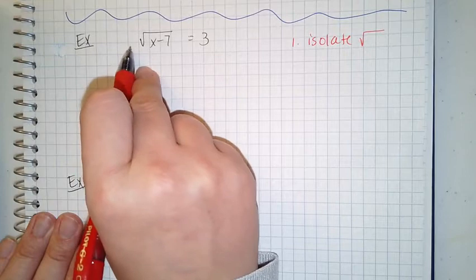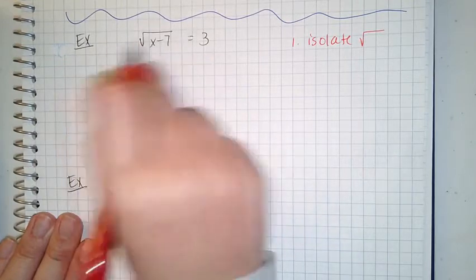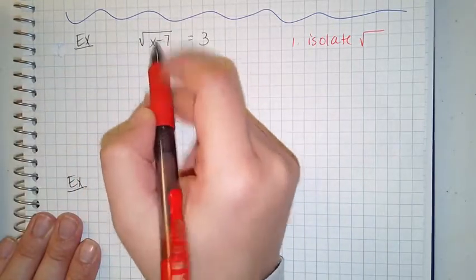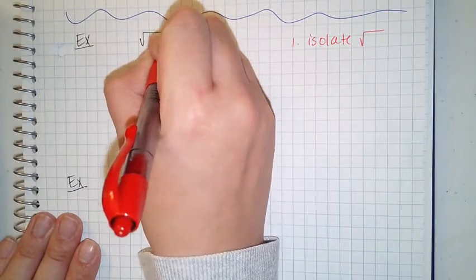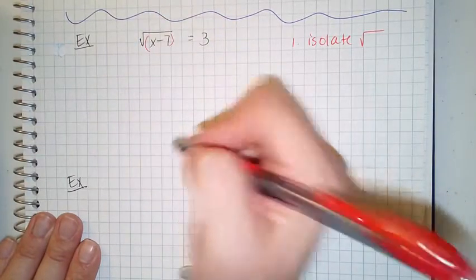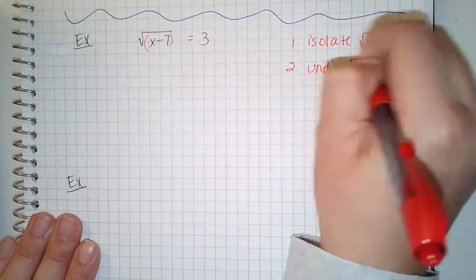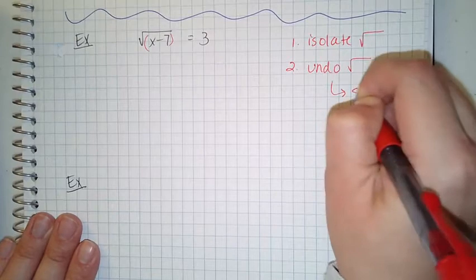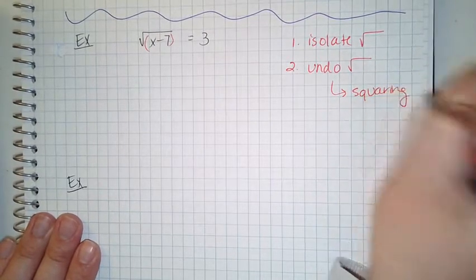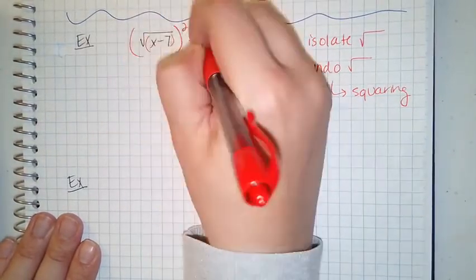So if something was multiplied or divided or added or subtracted, we would get rid of that. Well, it's all by itself. And this, don't forget, is still inside the radical. So that's good. Step 2 then is to undo the radical. And remember, you undo by squaring. So I'm going to square both sides.